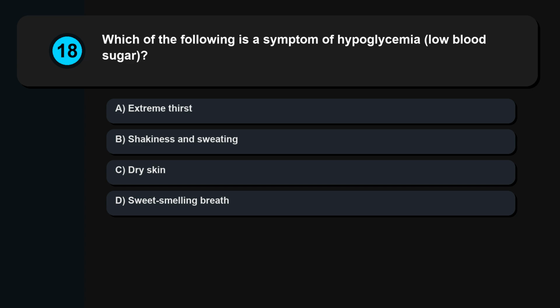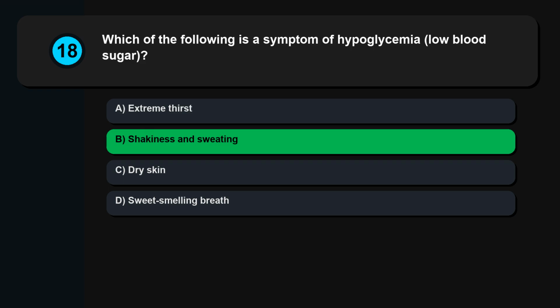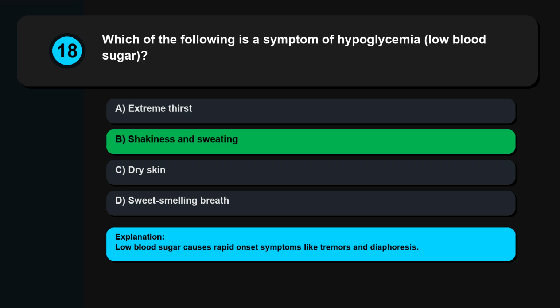Question 18. Which of the following is a symptom of hypoglycemia, low blood sugar? Extreme thirst. Shakiness and sweating. Dry skin. Sweet-smelling breath. Low blood sugar causes rapid onset symptoms like tremors and diaphoresis.